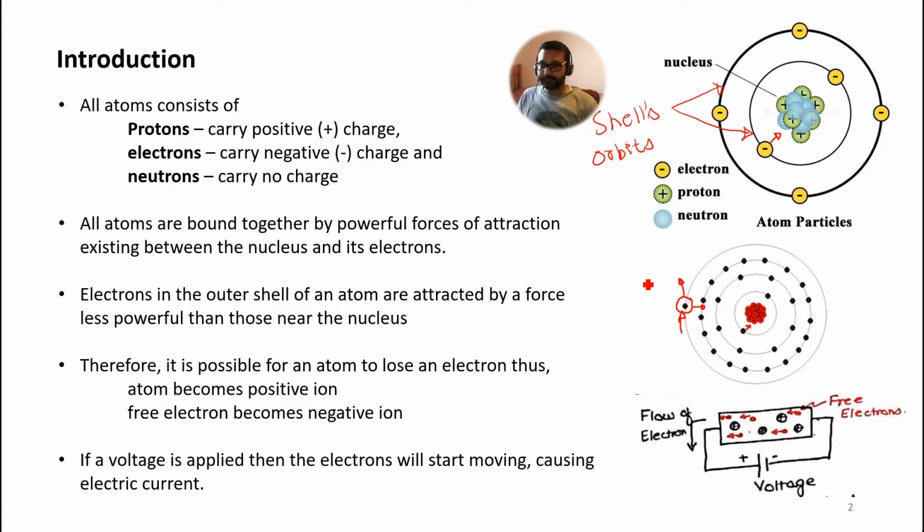Now the electron which you have pulled out of the atomic structure, maybe somewhere here, is now free, so it is called a free electron, right? It will have a negative charge. Now the free charges are generally called ions, right?